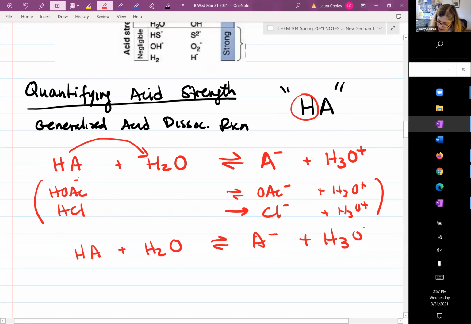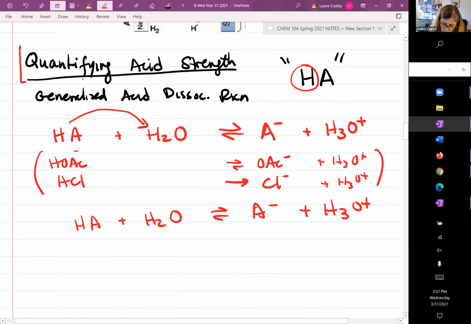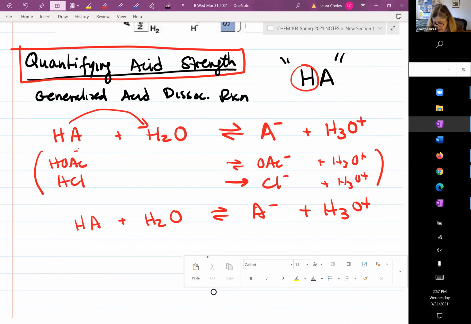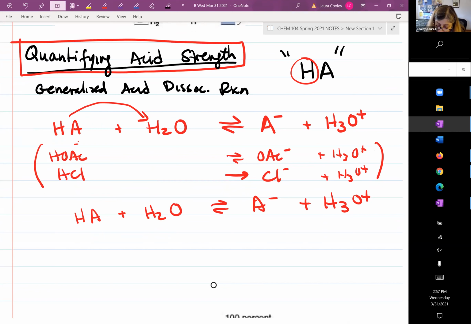So if we just have HA plus water goes to A minus plus H3O plus, how do we quantify the strength of the acid? Well, the strength of the acid has to do with how far forward this reaction goes.